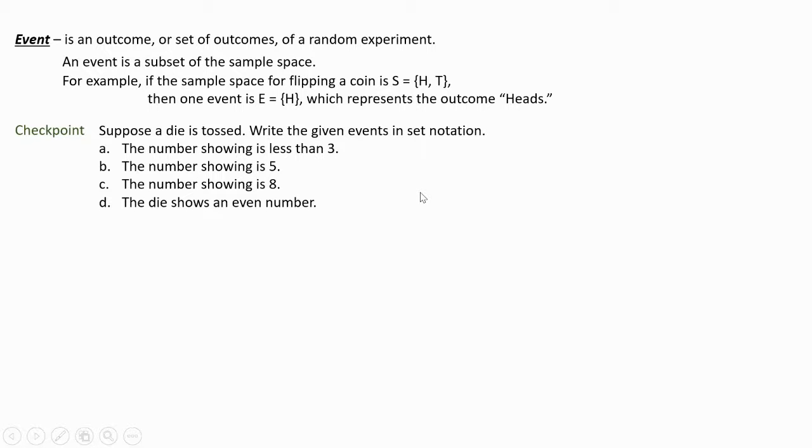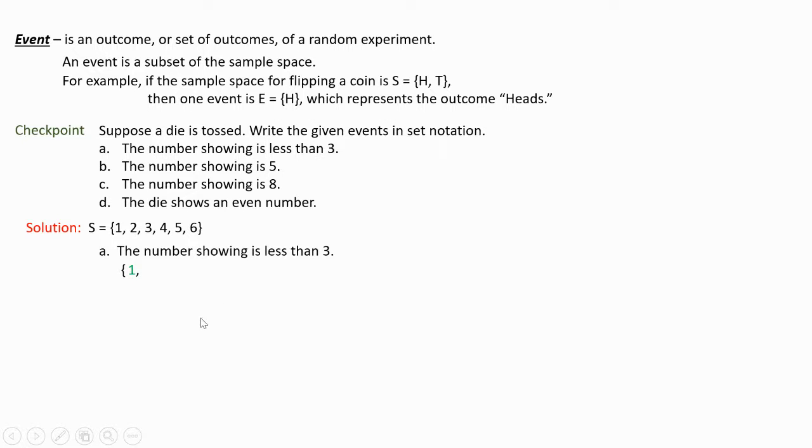So first, guys, we have to remember what my sample space is. My sample space is equal to 1, 2, 3, 4, 5, 6. Because when you toss a die, it can be a 1, or a 2, or a 3, or a 4, or a 5, or a 6. That's my sample space. So for part A, the number showing is less than 3.